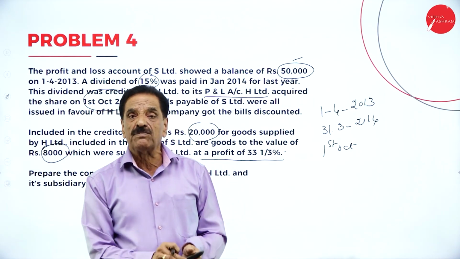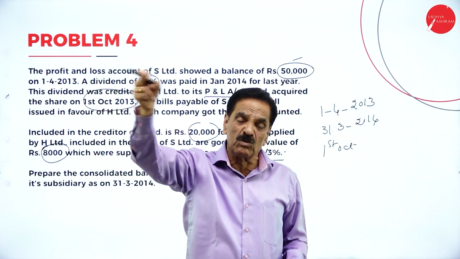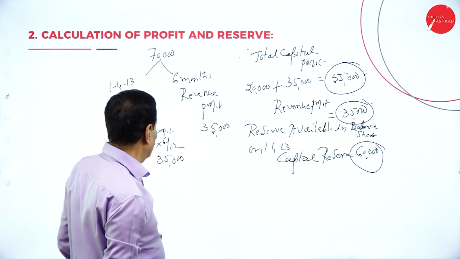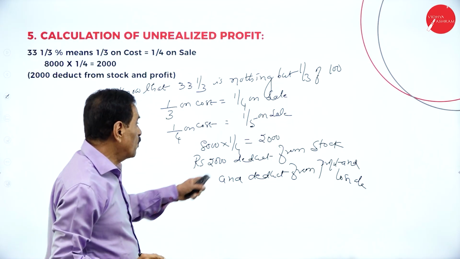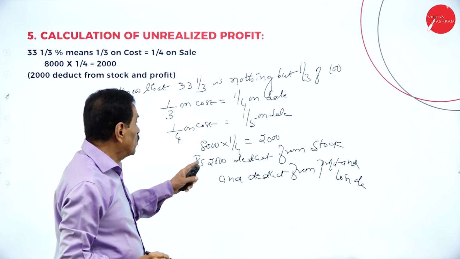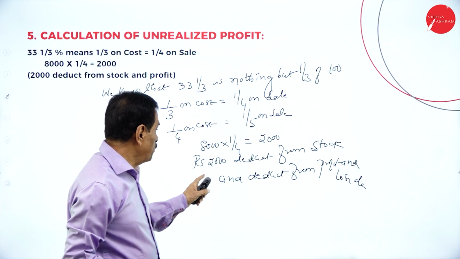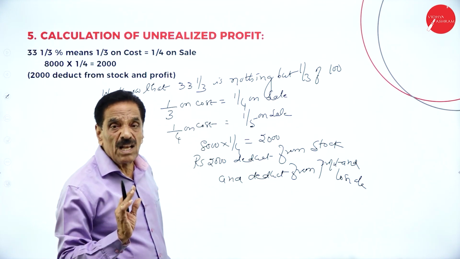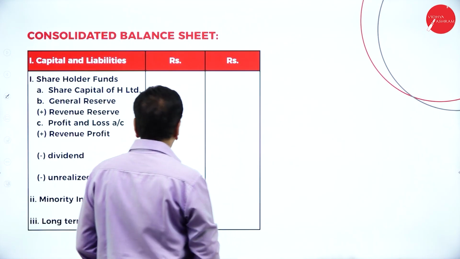So the profit of 2,000 should be deducted from the stock and from the profit and loss account while you are doing the balance sheet. So this should be understood. 1/3 on cost is 1/4 on sale. So 1/3 of 8,000 is 2,000 rupees. 2,000 deduct from stock and deduct from profit and loss account. That's the way. Now we'll go to the balance sheet.